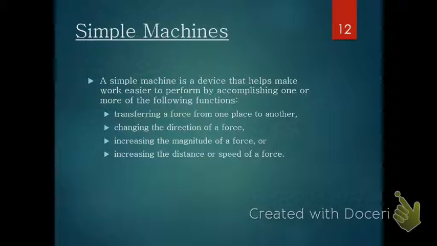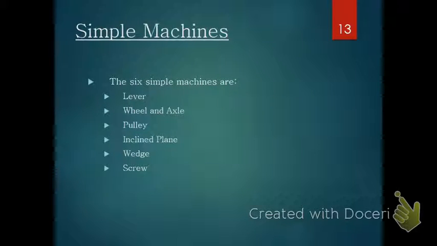There are 6 main types of simple machines: the lever, wheel and axle, pulley, inclined plane, wedge, and screw. And remember, the way simple machines work is that they help to make work easier. They either transfer a force from one place to the next, change the direction of the force, increase the size of the force, or increase the distance or speed of the force. As we look at each simple machine, I want you to think of how this is making work easier. What is it doing to make work easier?